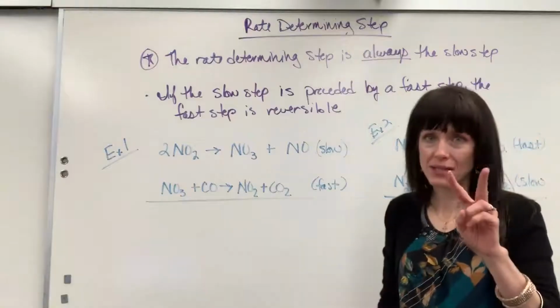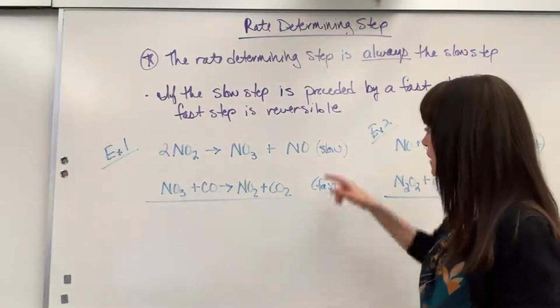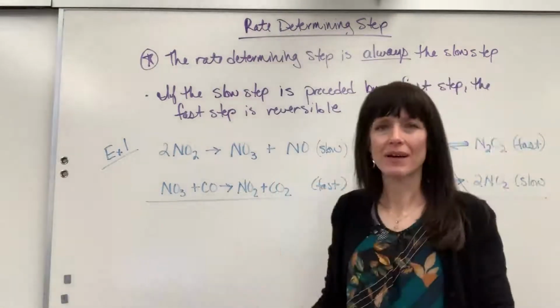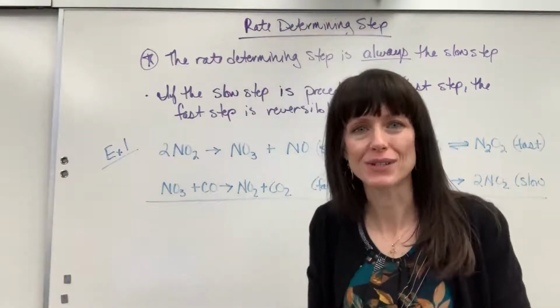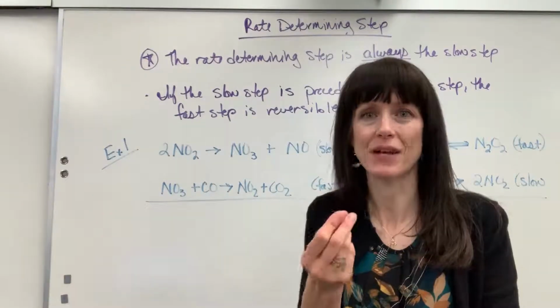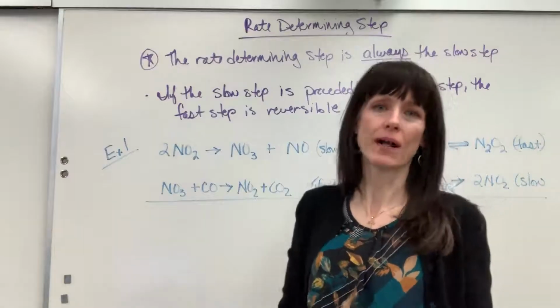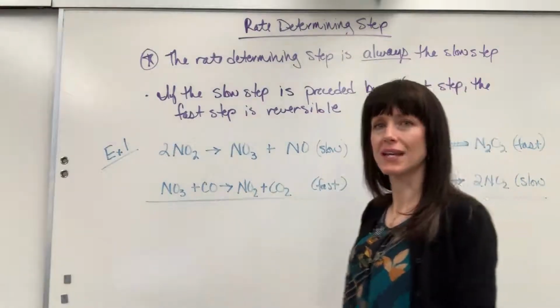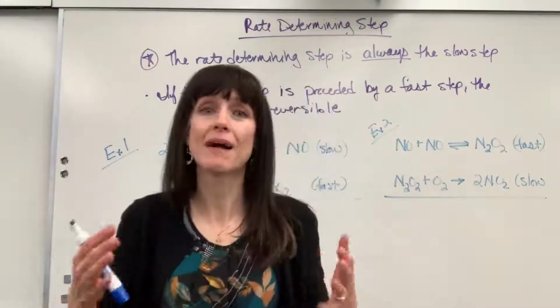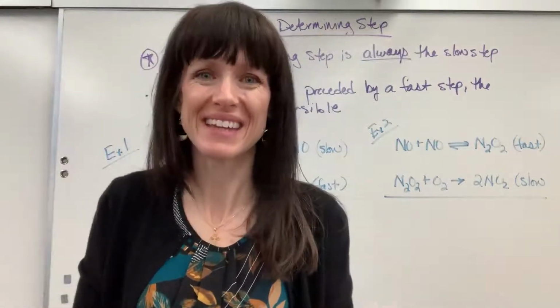Now, two things from this. Number one, the slow step, think about this. You can't go any faster than the slowest aspect of any process. Think about walking with friends. If everybody wants to stay together walking, you always match the speed of the slowest person.